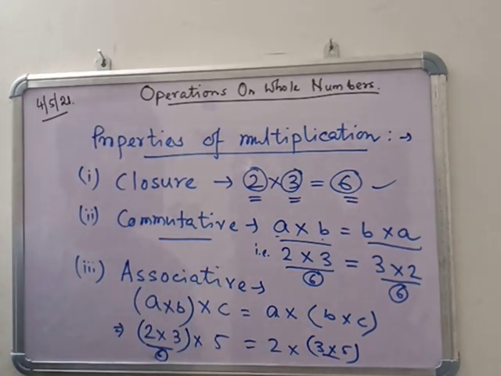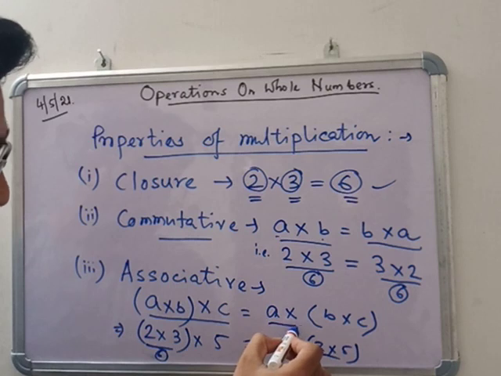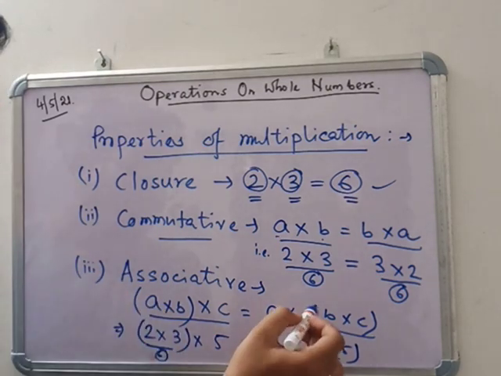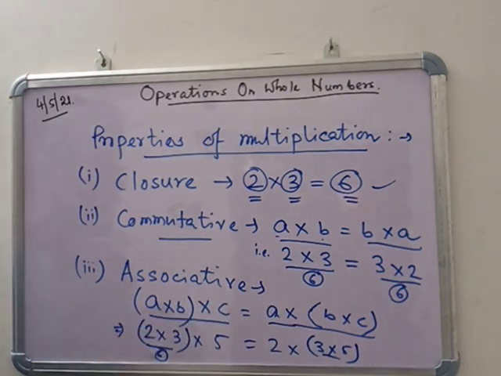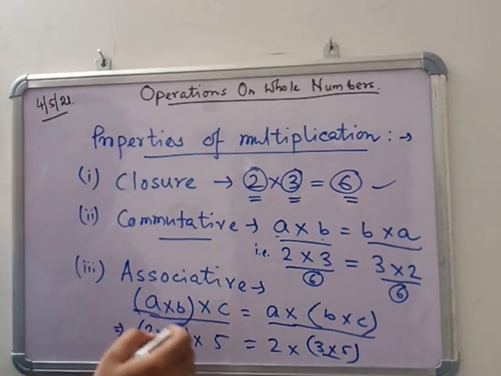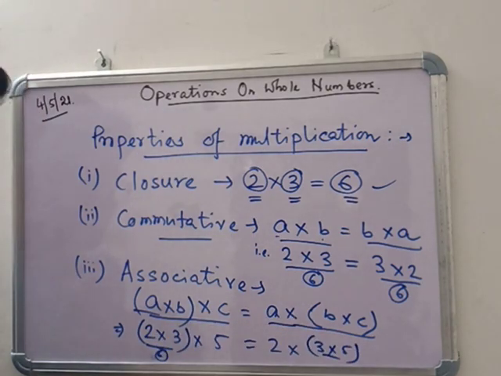So what is the associative property of multiplication? It means (A into B) into C equals A into (B into C). Follow the brackets here: here B and C are within the bracket, and here A and B are within the bracket. This is the associative property of multiplication in whole numbers. Now, note it down.